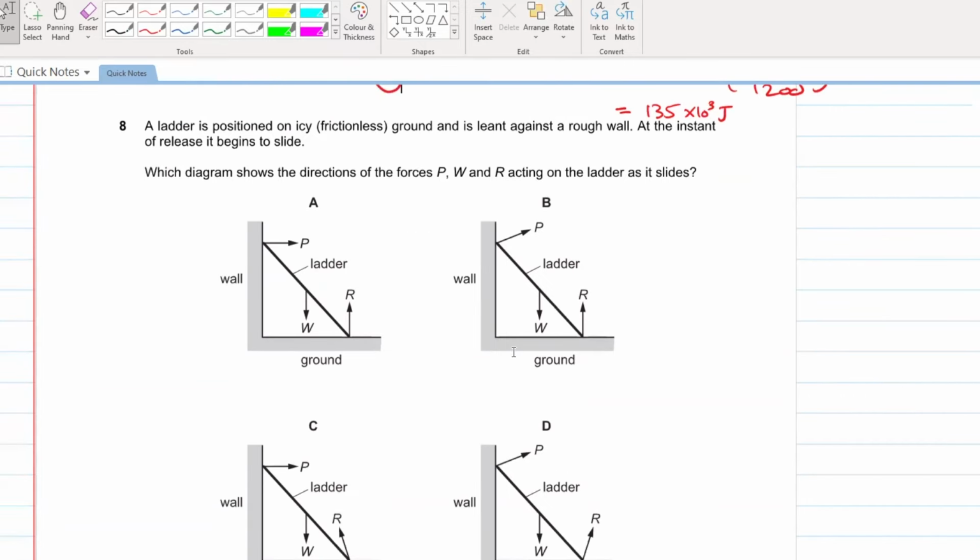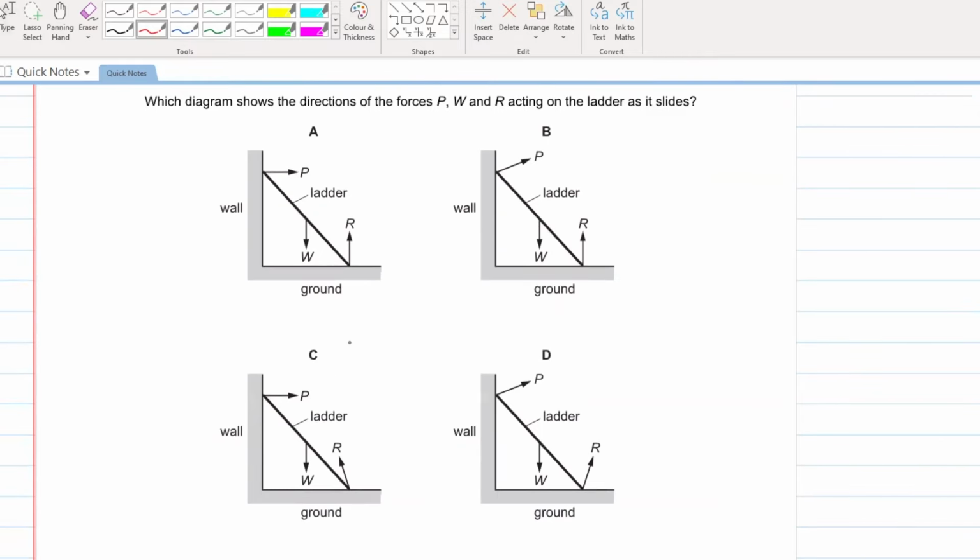Let's further move ahead. A ladder is positioned on an icy frictionless ground. So there will be no friction on the ground, perfect. And is leaned against a rough wall. So there will be friction on the wall, perfect. At the instant of release, it begins to slide, perfect. Which diagram shows the direction of the forces P, W, and R acting on the ladder as it slides?